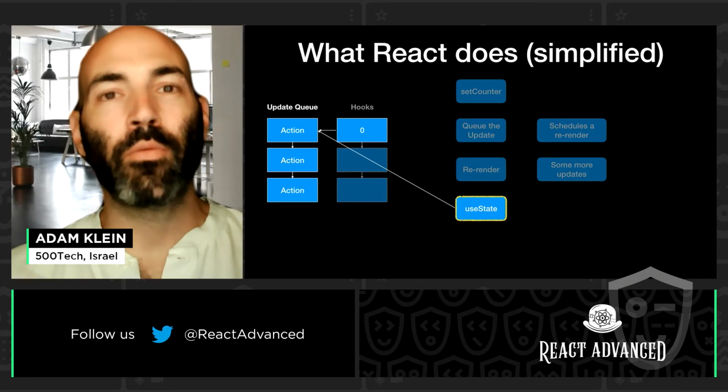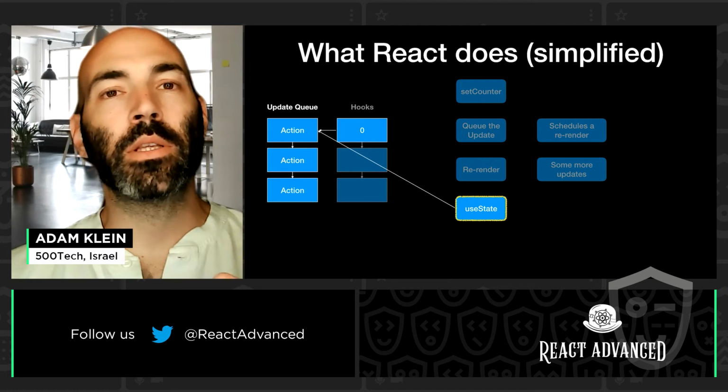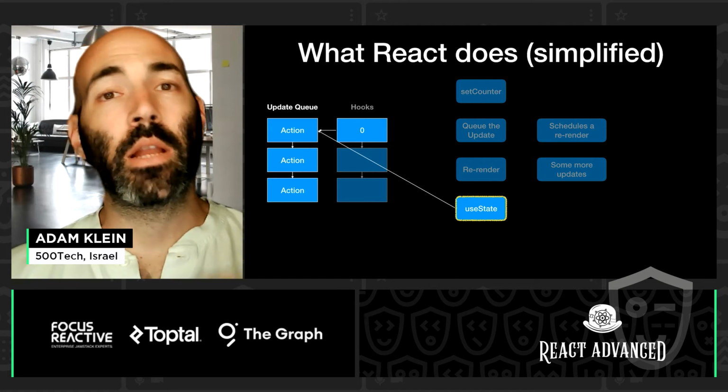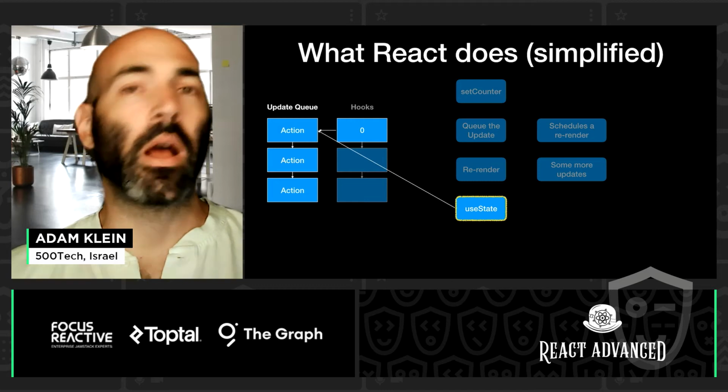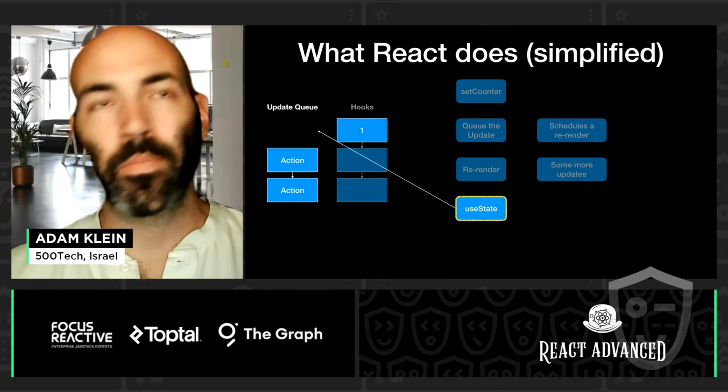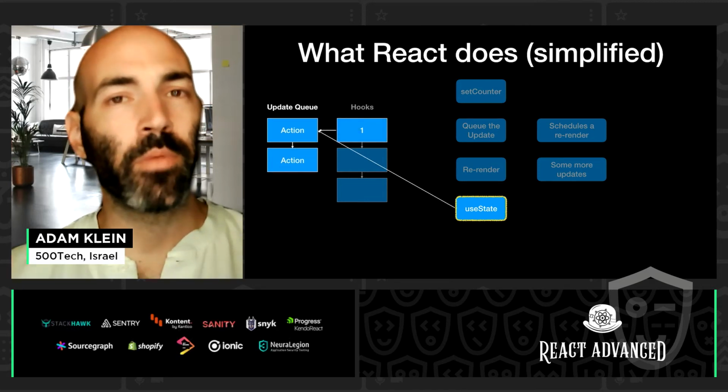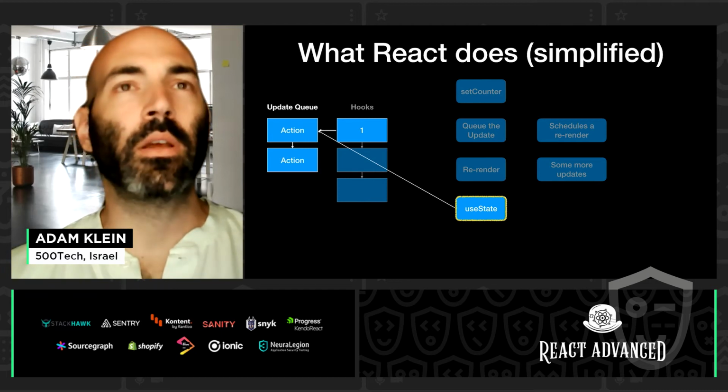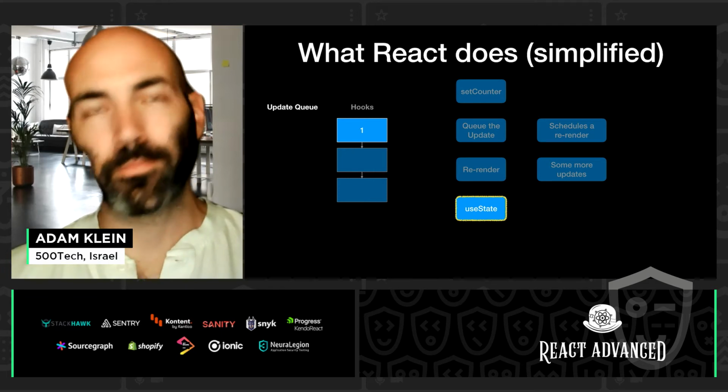So during render, while we call useState of this specific hook, React will look and see, okay, there's an action. Let's perform it. This action updates the hook to 1. And if there are other actions, it will perform them sequentially until we exhaust the queue.